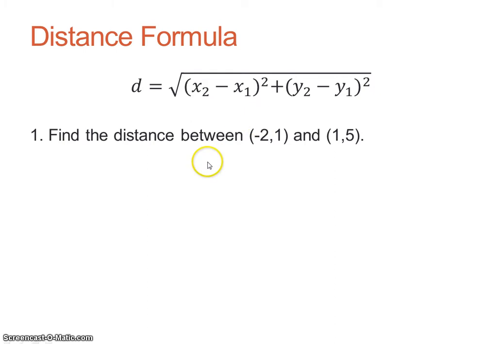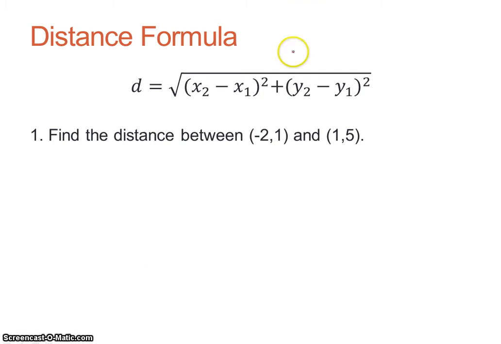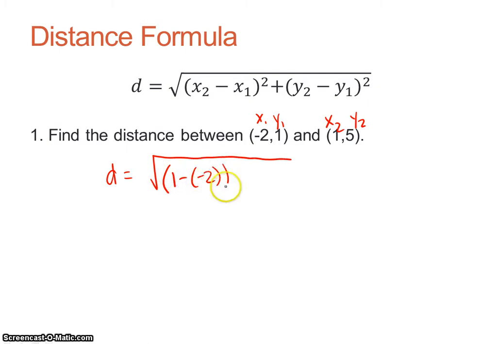So we've got our x1, y1, x2, y2. Now let's just plug it into our formula. So d equals the square root, and we've got 1 minus a negative 2 squared plus 5 minus 1 squared.